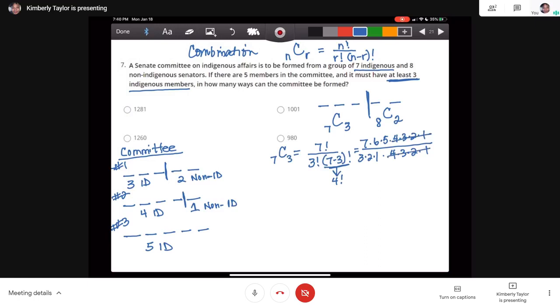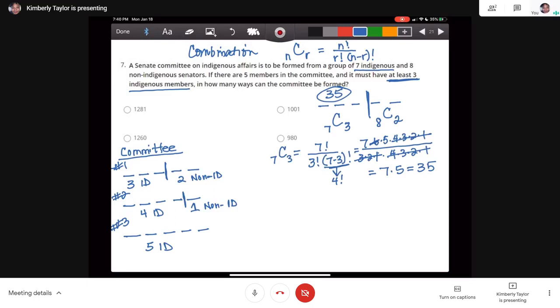And then if you look here at the bottom, the 3 times 2 equals 6. So I could cross this out and this 6. So what I'm left with up top is just 7 times 5, which is 35. So the combination of 7 and 3 gets me 35. So there's 35 ways to pick this combination here.